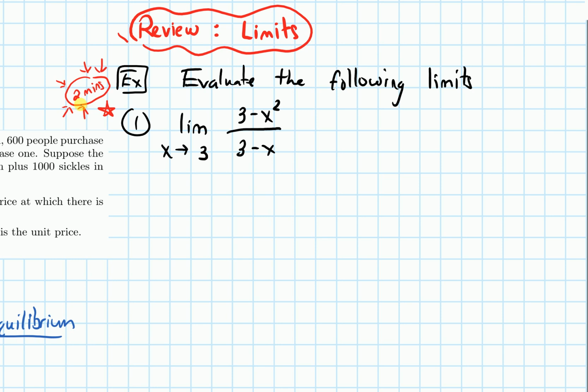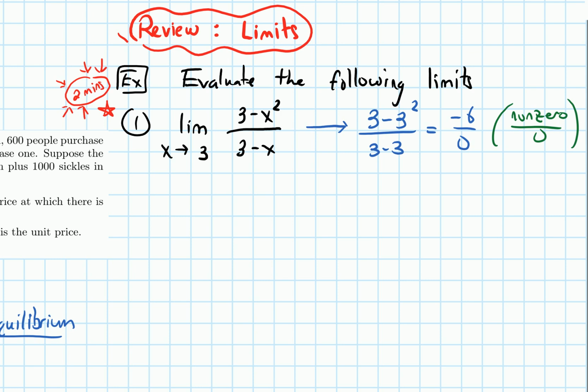All right, so hopefully you paused the video for about 2 minutes to try this. The first thing that we typically do with a limit problem is we try plugging in. If we plug 3 in, we get 3 minus 3 squared over 3 minus 3, which is negative 6 on the top and 0 on the bottom. So overall, we have something of the form non-zero on the top and 0 on the bottom. When we have something like that, our strategy is to take the one-sided limits.